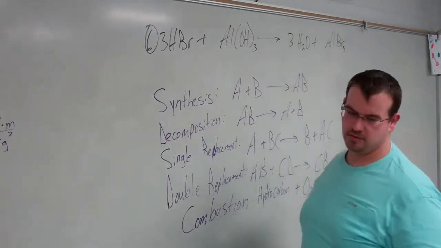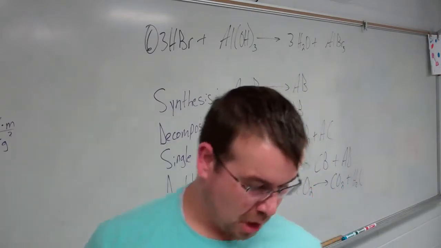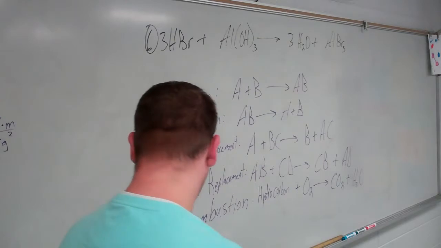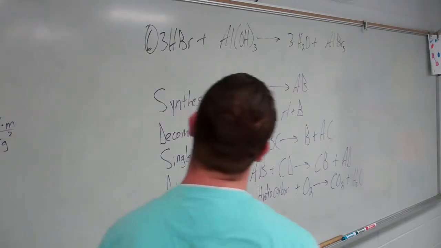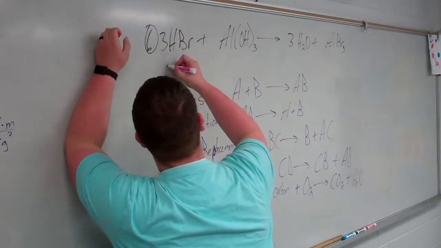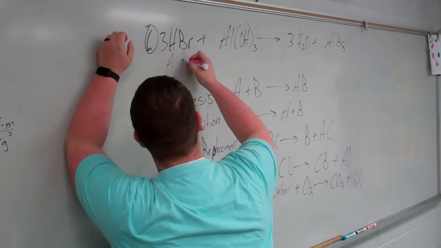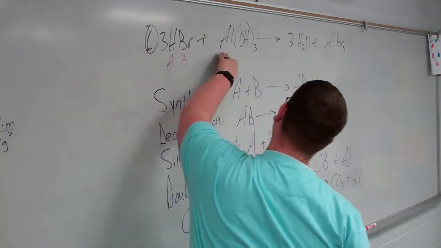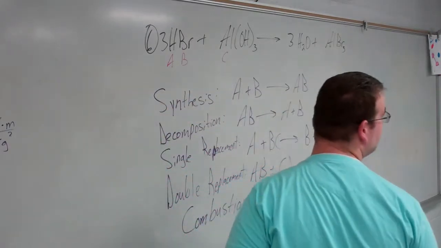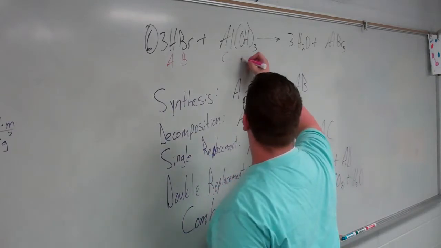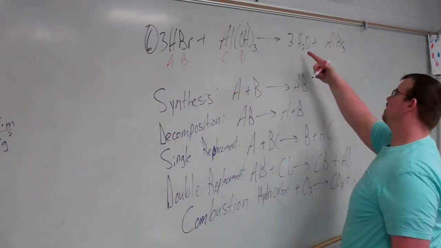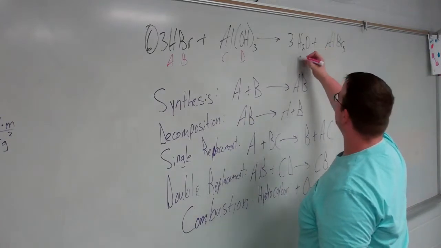Now this may look a little bit more difficult, but it's not. Label them out. I've got a hydrogen here, A, bromide here, B. I have aluminum, C, bonded with a hydroxide polyatomic, D. Let's go over here. What's hydrogen? A.